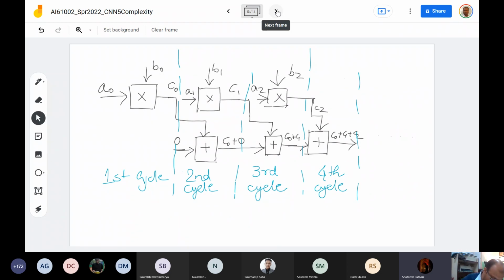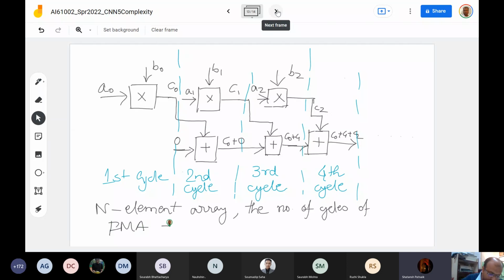So now if I have an n-element array, the number of cycles of FMA is equal to what? How many cycles of FMA do I need to operate in order to do a dot product of that n-element array? N minus 1? No.